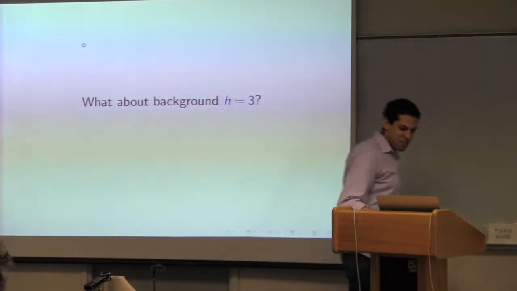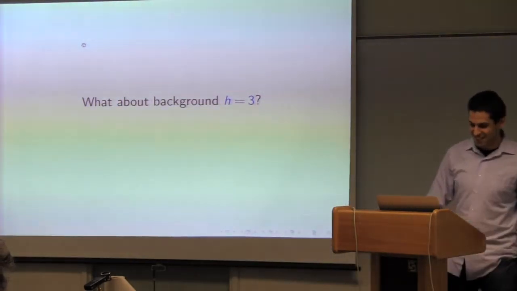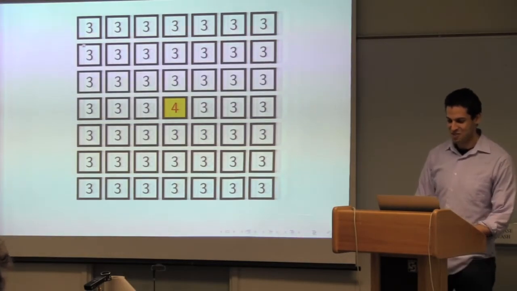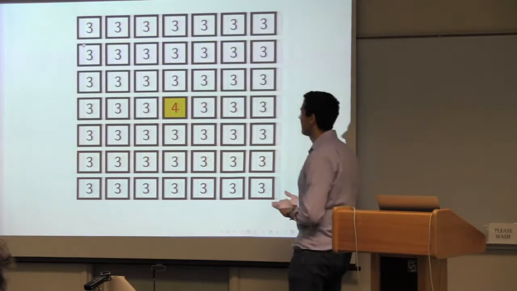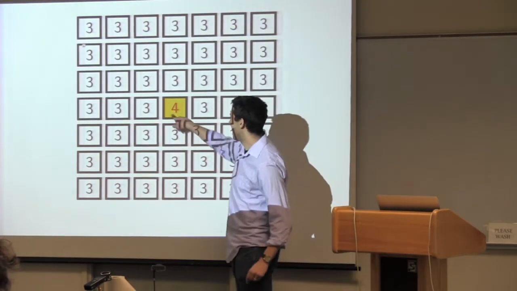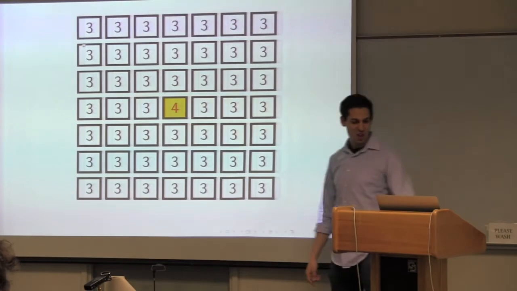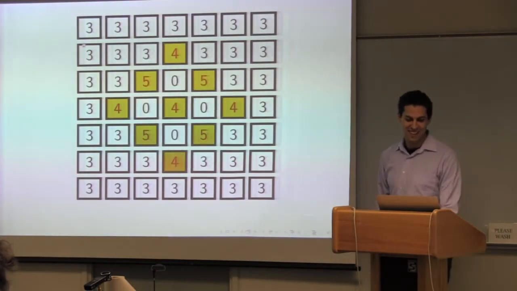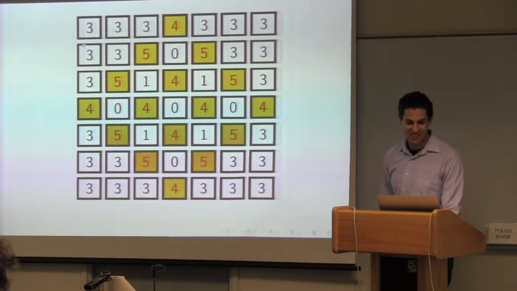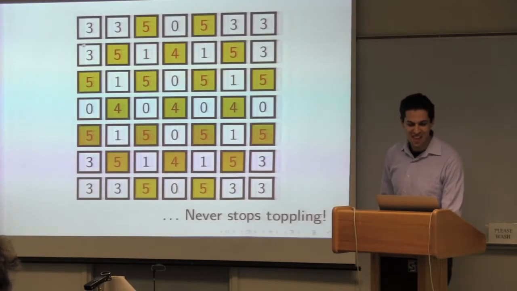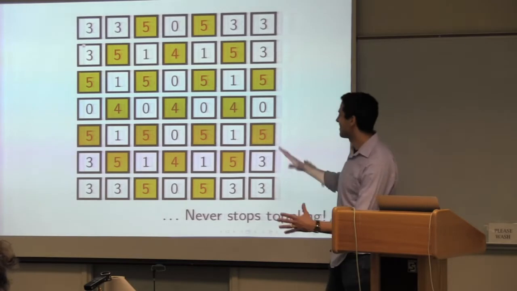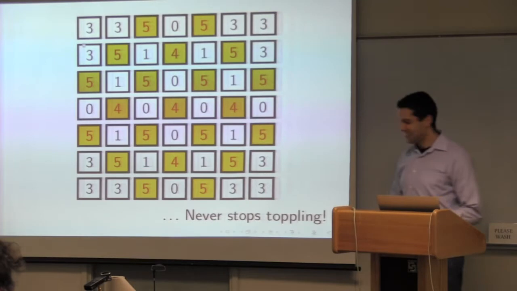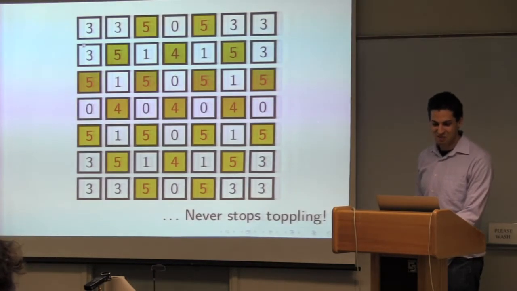And even worse than that, every site will topple infinitely many times. So consider what happens if I start with a background of 3s and just add 1 more chip at the origin. Well, the origin is unstable, it topples, now its neighbors are unstable, now this whole diamond is unstable, and so on. So if you topple in parallel, after n topplings, you'll have this big diamond that's entirely unstable, and every site will topple infinitely often.